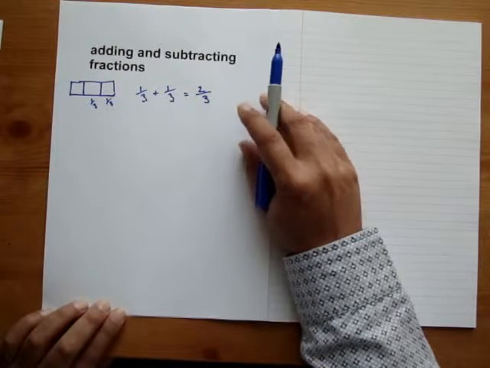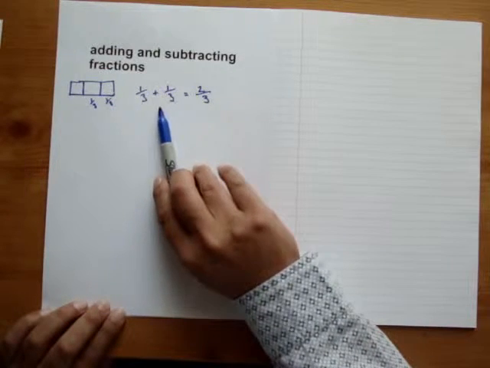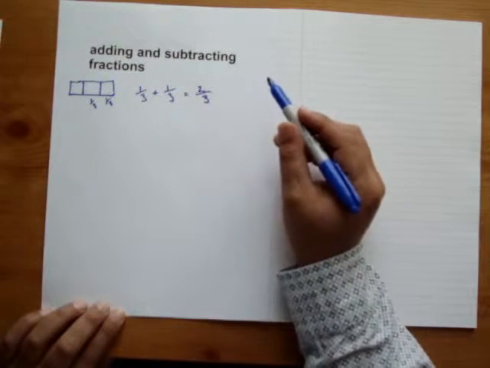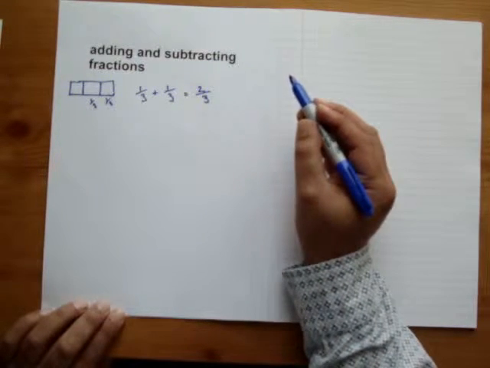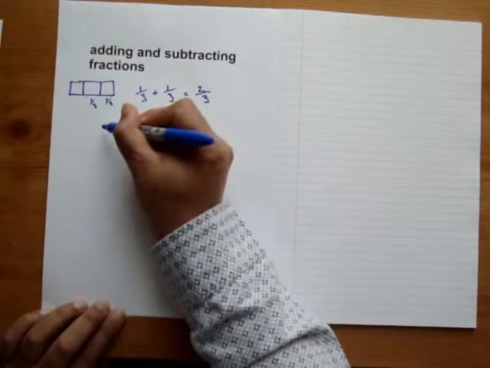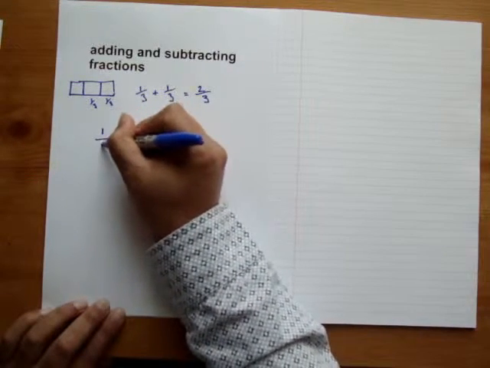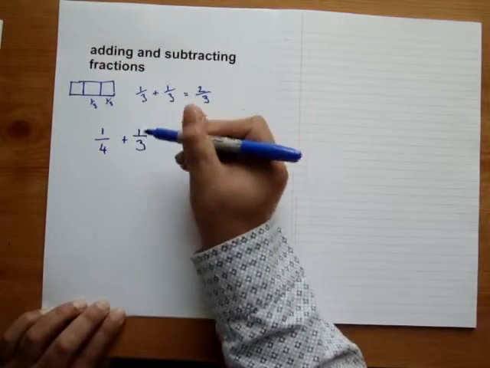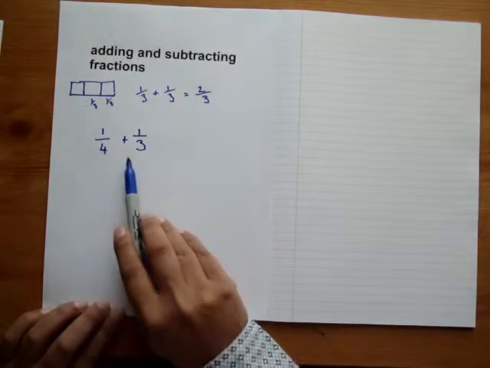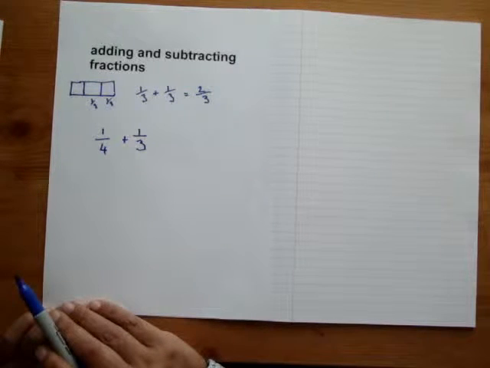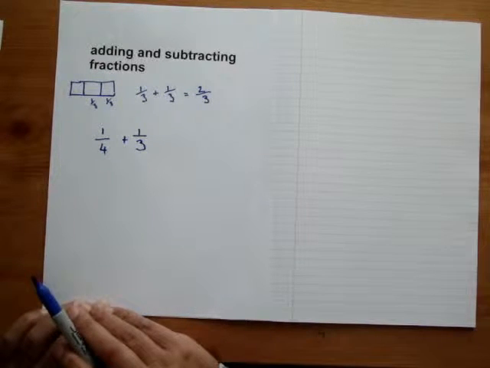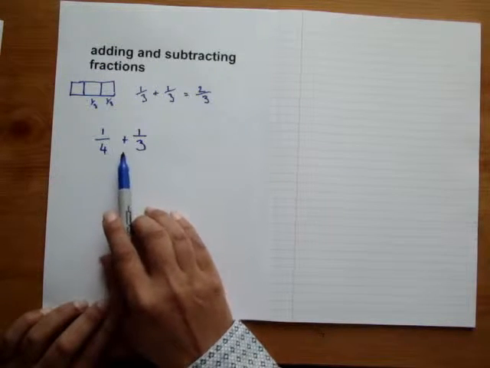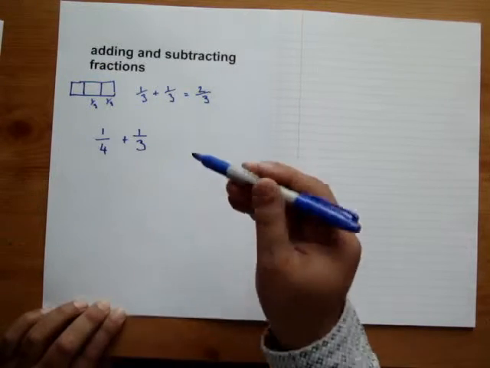So, adding and subtracting, if we make the denominators the same, or if they're the same to begin with, it's very easy. Now what if the denominators are not the same? So for example, 1 over 4 plus 1 over 3. So the denominators are not the same, so what can we do here? Well, we can make them into equivalent fractions where the denominators are the same.